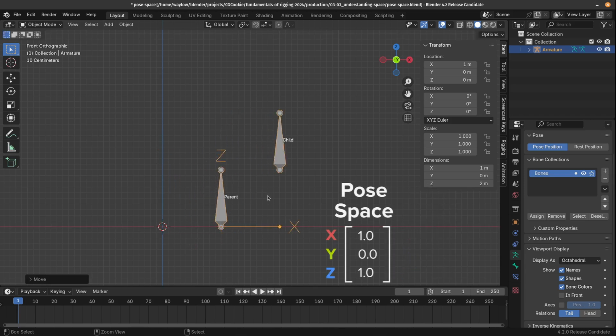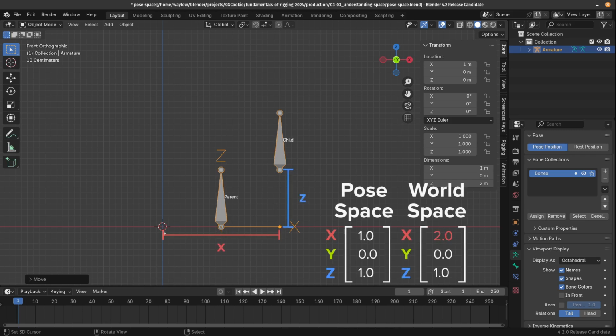But if I move this one space to the right, pose space is still exactly the same because it hasn't moved relative to the object origin, except it is now two spaces on the global X. So that's why I think about pose space as being object space. It's relative to the object origin.